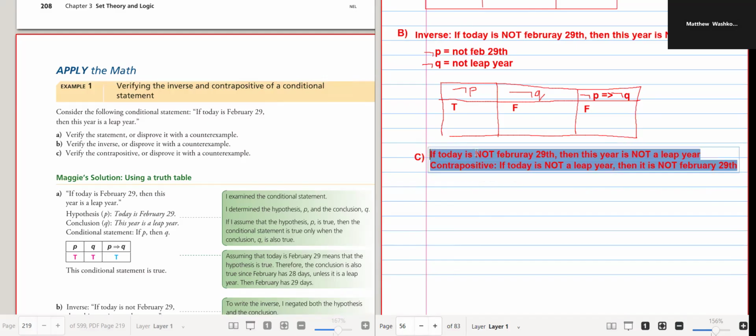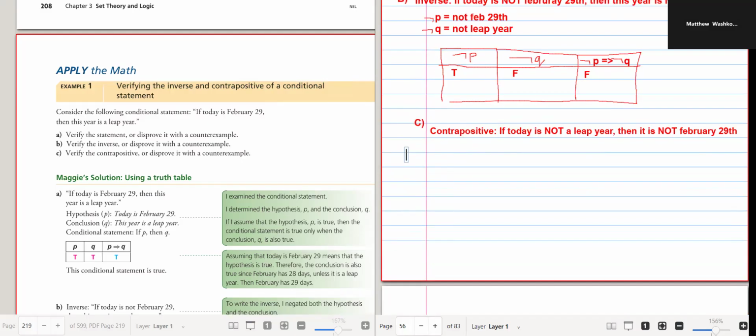This top sentence doesn't need to exist. This is just me giving you that visual reference. All right. And again, thinking about this, it is true. You don't have to draw the table in this case. You can just use common sense. So if it is not a leap year, then it is not February 29th.